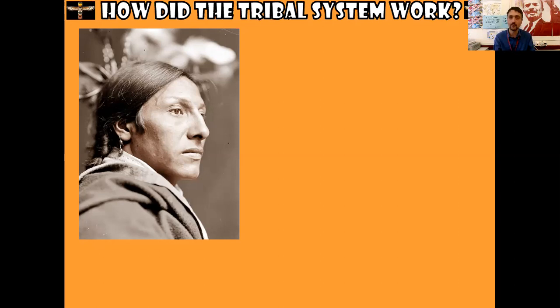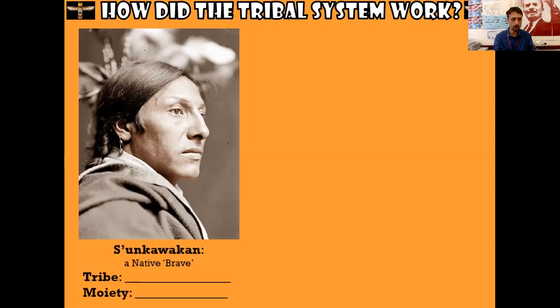Here we have an Indian brave. His name is Sunkar Khan. And he is a native brave. That is, he is a child that's come of age. Now, how Native Americans came of age, I'll discuss at the end of here, and we will talk about it. But for now, he's come of age. He's recently come of age. This is the name he chose himself, or rather, the spirits chose for him.